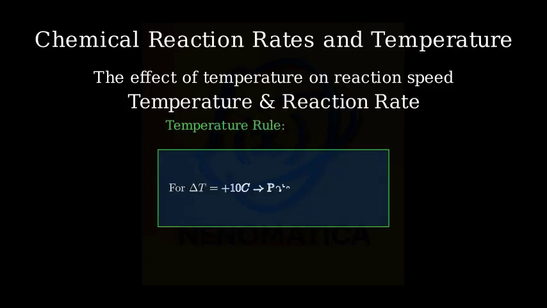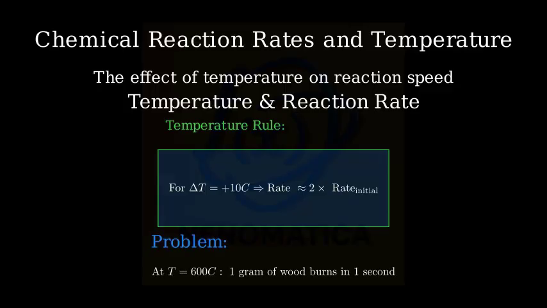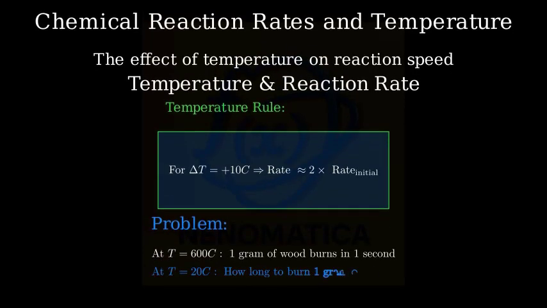The relationship between temperature and reaction rate is governed by a fundamental principle. For every 10 degrees Celsius increase in temperature, the reaction rate approximately doubles. Let's consider a specific problem. We know that at 600 degrees Celsius, a gram of wood burns in 1 second. The question asks, how long would it take for a gram of wood to burn at 20 degrees Celsius? And how many years would that be?